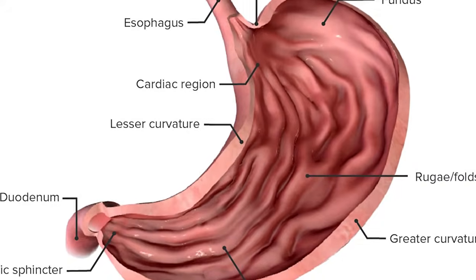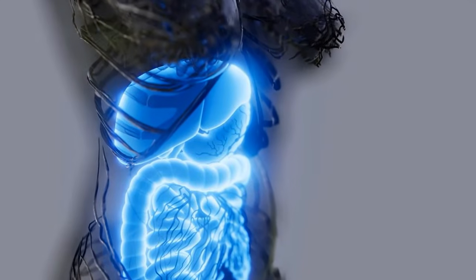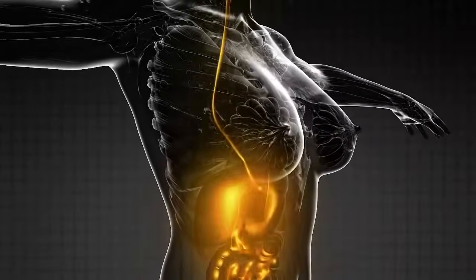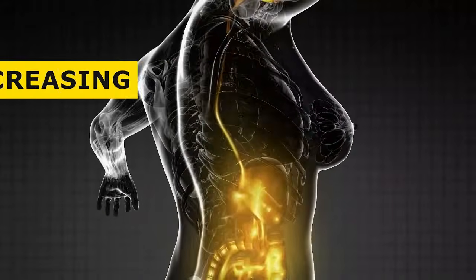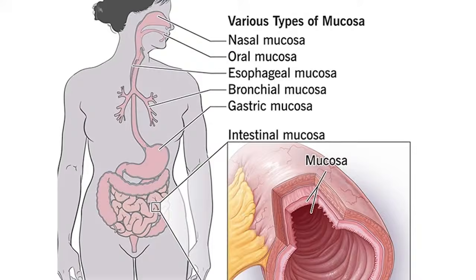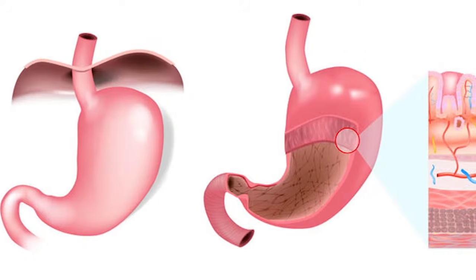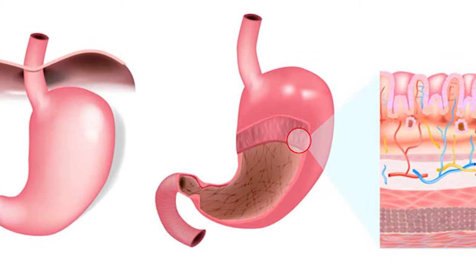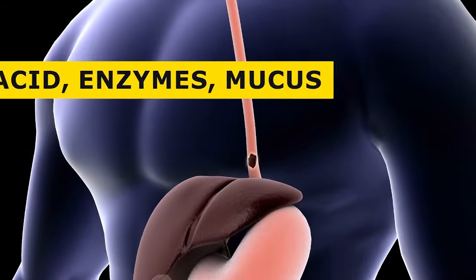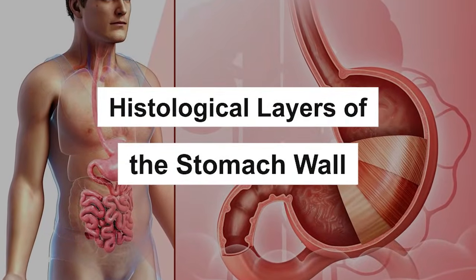Internally, the stomach is lined with mucosal folds, known as rugae. These folds are most prominent when the stomach is empty and serve to increase the organ's surface area. During food intake, they allow the stomach to expand significantly without increasing internal pressure. Gastric pits and glands. The surface mucosa of the stomach is punctuated by numerous invaginations called gastric pits. These pits lead into gastric glands, which are responsible for the secretion of various substances necessary for digestion, including acid, enzymes, mucus, and hormones. Histological layers of the stomach wall.